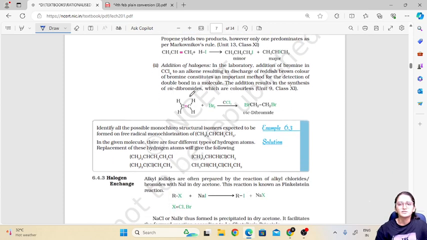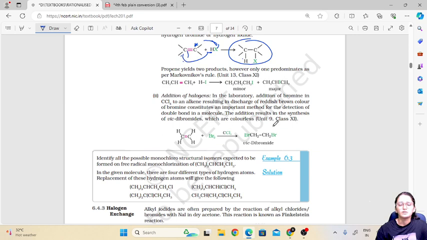Now when we have an unsymmetrical alkene, this follows Markovnikov's rule. We have studied this in our 11th standard hydrocarbons chapter, Markovnikov's and anti-Markovnikov's rule. What Markovnikov's rule states: if you have an unsymmetrical alkene, for example see this is an unsymmetrical alkene, to that if you add HI, HBr or HCl, then whatever halogen or negative part we have will go to the carbon having less number of hydrogen, and hydrogen will go to the carbon having more number of hydrogen.